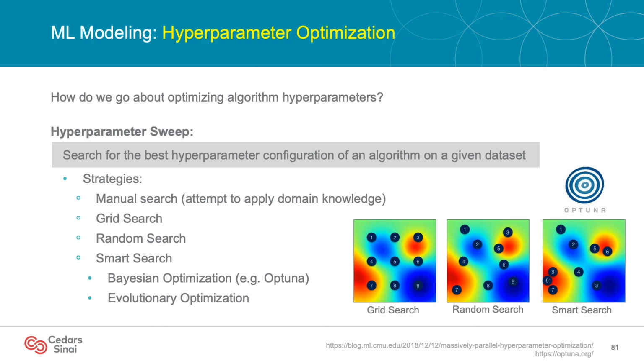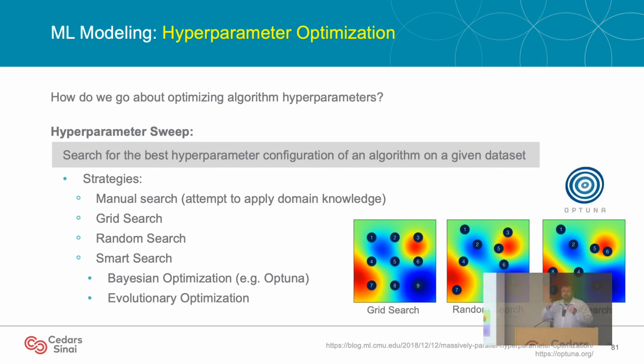Examples include a new package that I've become a fan of called Optuna. But there are other strategies to do this, including evolutionary optimization. But basically, you're trying to more intelligently explore the space by trying out values, and then if one trial gives you a particularly good value, explore more in that area. That's the basic idea.